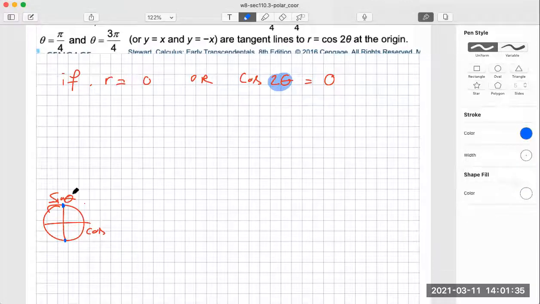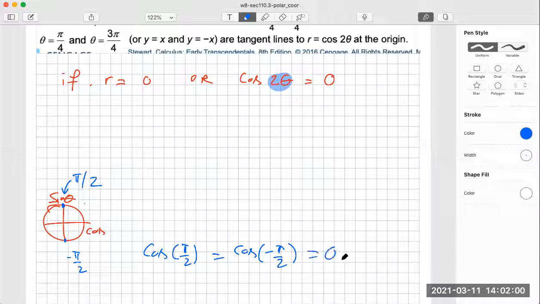The angle should be pi over 2 or negative pi over 2, right? But either way, pi over 2 or negative pi over 2. So cosine of pi over 2 is equal to cosine of negative pi over 2. They are both 0. Okay?